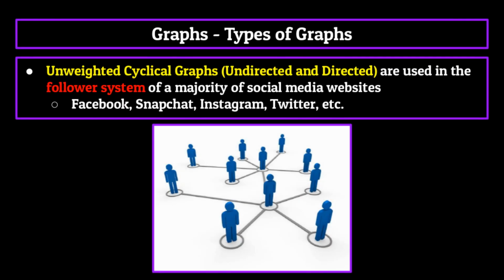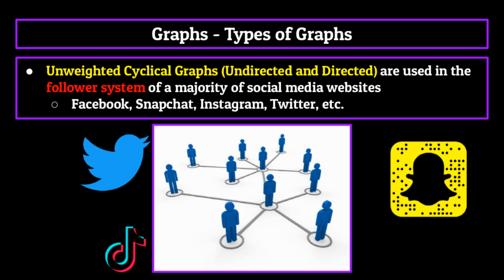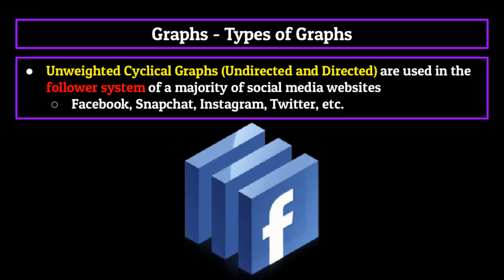Another type of graph which you probably use quite often is the unweighted cyclical graphs, both undirected and directed, as these make up the follower systems of a majority of social media websites. We already talked about these in the cases of Facebook, which would use a cyclical representation, as well as Instagram, which would use an acyclical representation. However, this example encapsulates much more than just those two. Snapchat, Twitter, TikTok even. All these platforms can represent your following base through a graph, and oftentimes do. Facebook even has a graph API, which you can use to interact with the models that they use to illustrate each user's web of friends.